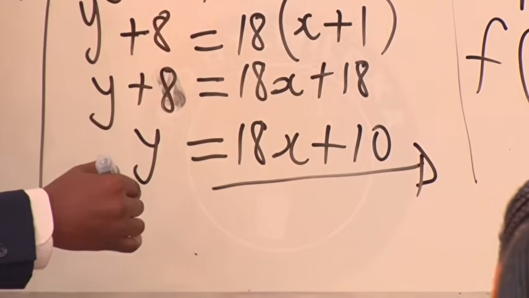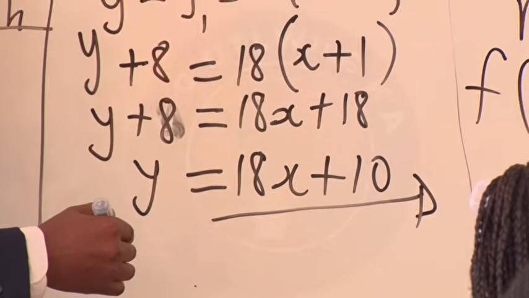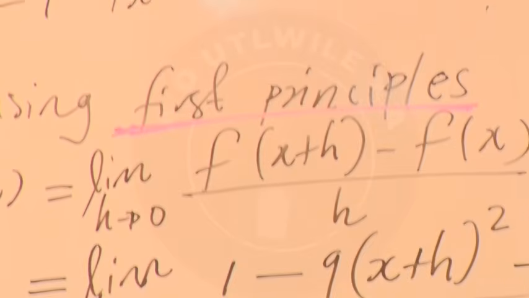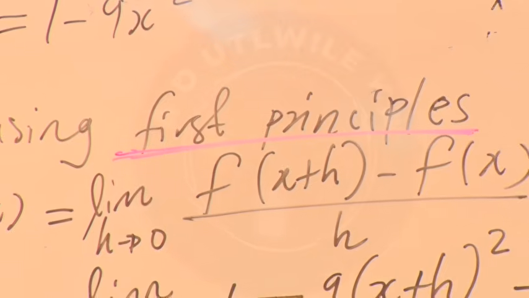Yes. Let us read the question and see if we have answered. Hence find the equation of the tangent at x equals -1. Is there any question? Are we fine, guys?